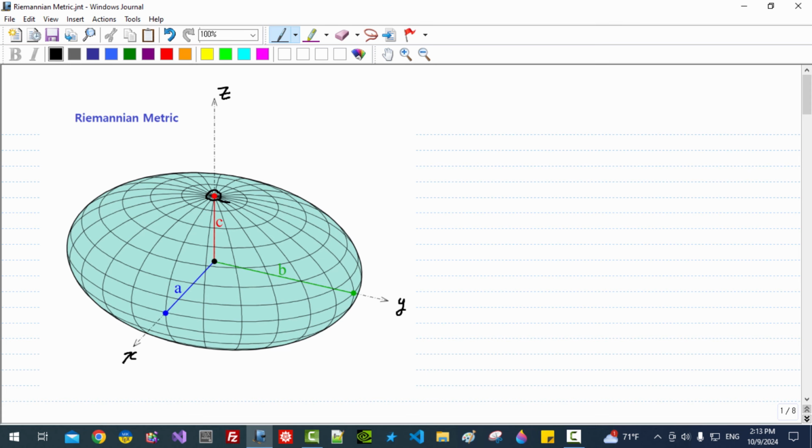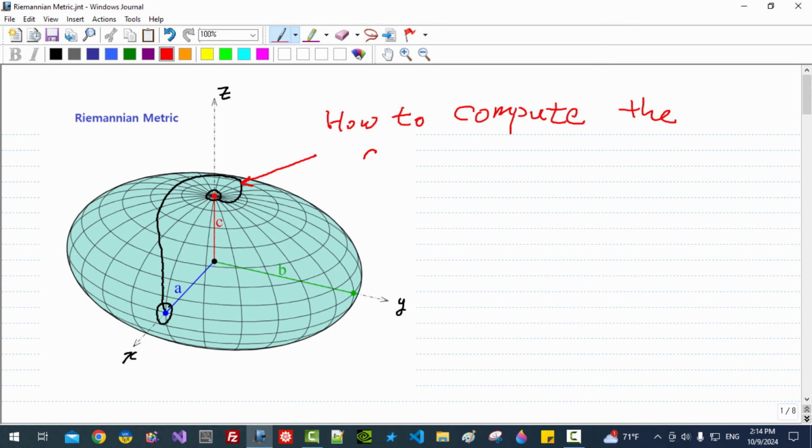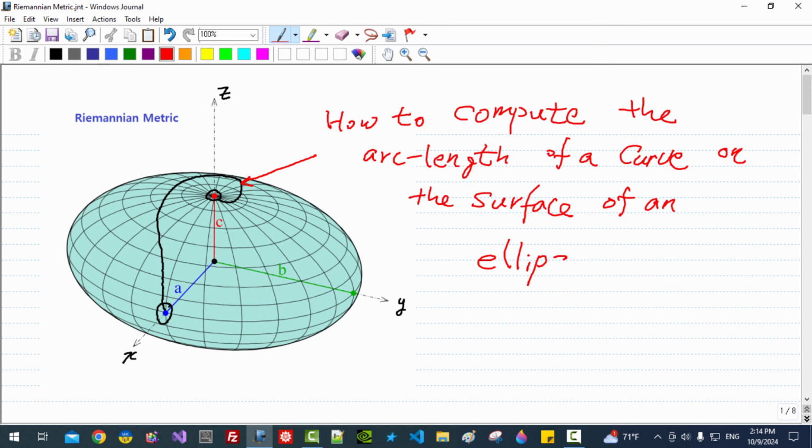We start with a point at the North Pole. Then we travel on the surface of an ellipsoid. Then we will reach this point. In this episode, we will learn how to compute the arc length of a curve on the surface of an ellipsoid. We will also learn the intuition behind the Riemannian metric.